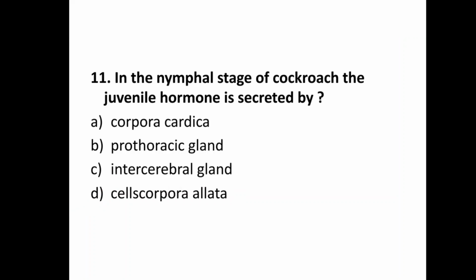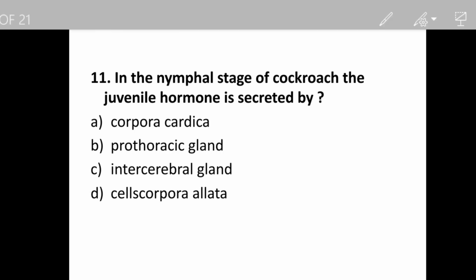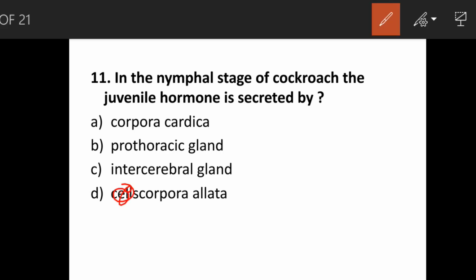Next we see, in the nymphial stage of cockroach, the juvenile hormone is secreted by corpora cardiaca, prothoracic gland, intercerebral gland, and there is a little correction in option D. This cells is not there. Corpora allata. Students, comment your answer. Option D is corpora allata. So the right answer to this question is option D. Corpora allata is responsible for the secretion of juvenile hormone in nymphial stage.